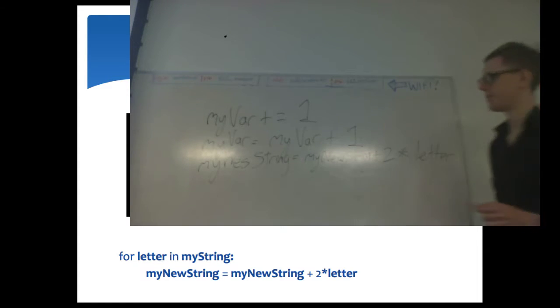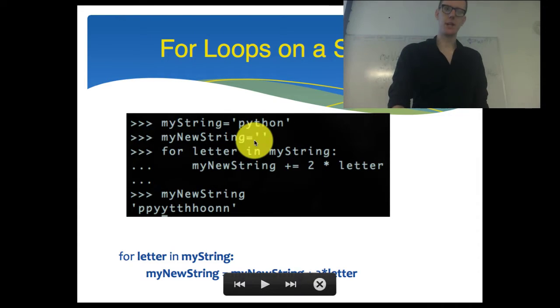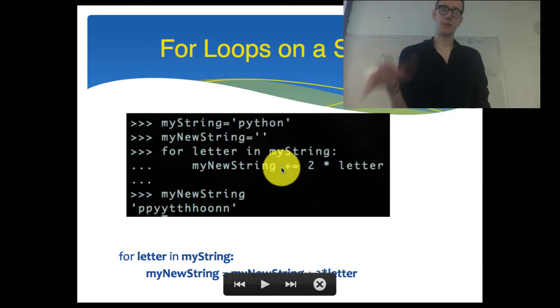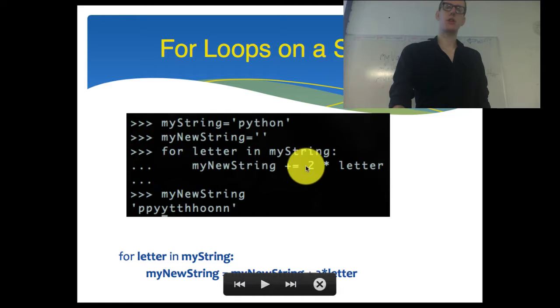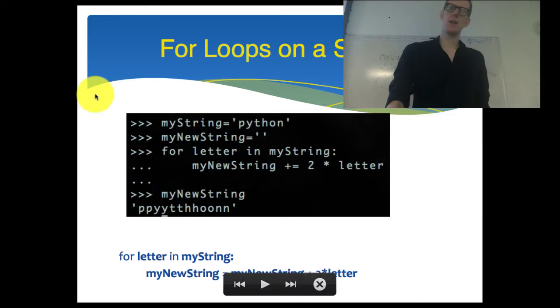Okay, so what that means is that it's going to start with my new string being empty because we defined it here. Then it's going to do my new string equals whatever it currently is, which is empty, with 2 times the letter P concatenated on the end. Then it's going to get the letter Y. It's going to do my new string equals whatever it currently equals plus 2 times the letter Y. And so we get 2 Ys added onto the end of the 2 Ps. Then we do my new string equals 2 times the letter whatever. And so it goes through adding 2 times the letters of Python into my new string.